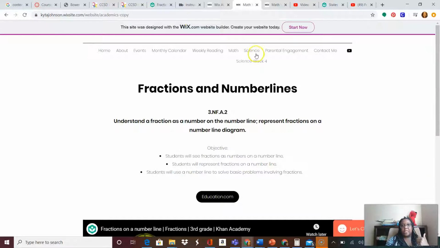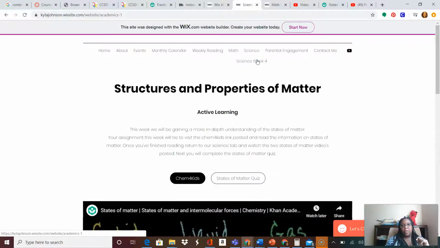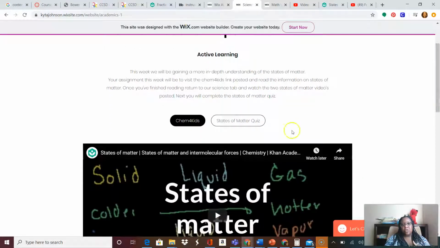Now the science aspect, it's the same thing as I said before with science. This is going to be Science Week 4 because we're in the 4th week of April. Go ahead and click on week 4. And we're going to be focusing more in depth on structures and properties of matter, okay? So one of the fun things that we'll be doing is we're going to be checking out Chemistry for Kids.